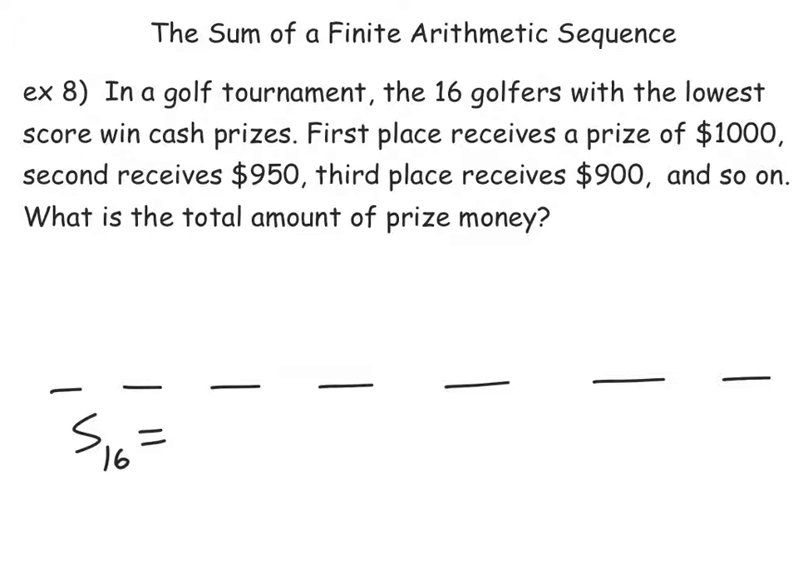Side note here, it's kind of occurring to me, looking at the last 2 examples we're going to do, I've used an even number of terms. The formula works exactly the same if n is odd. So if this tournament had 17 golfers, it wouldn't change a thing. You would change n from 16 to 17 and it would work just as well.